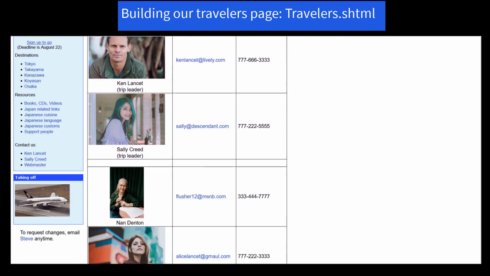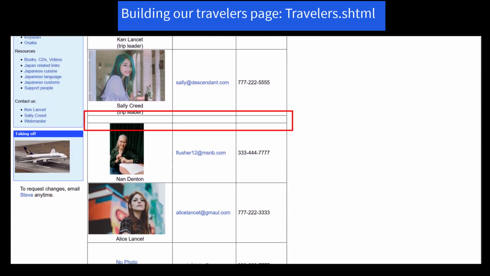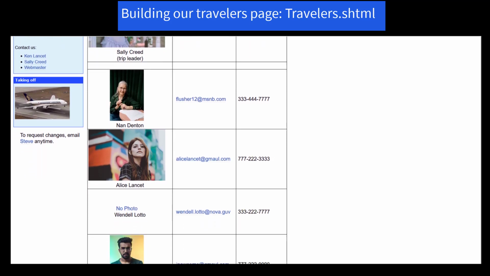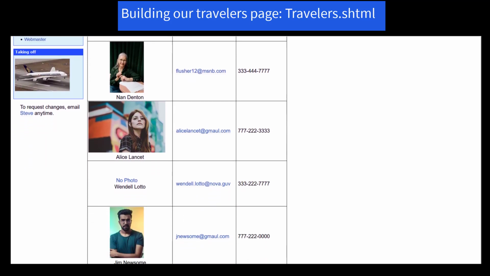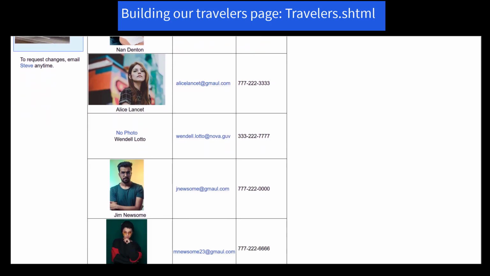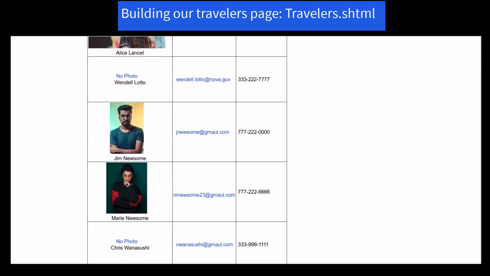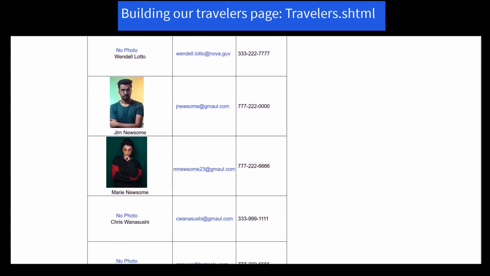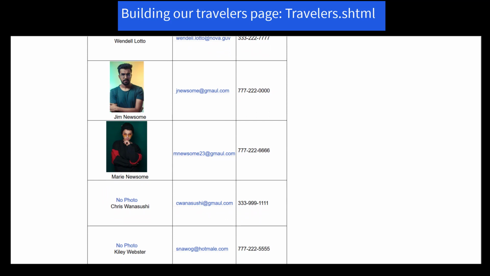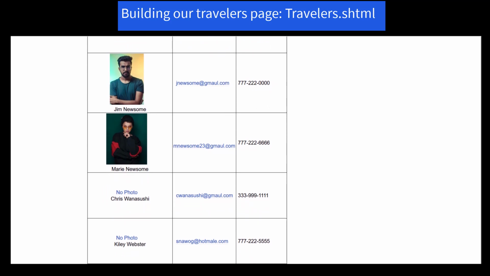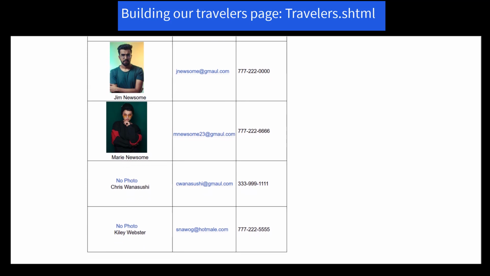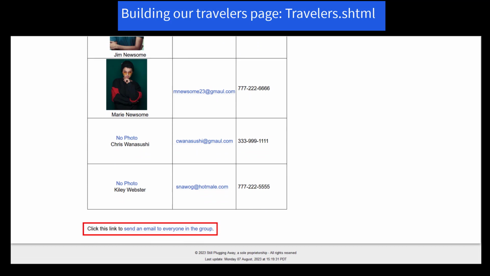Notice there is a blank row between the trip leader's entries and the other travelers. The non-trip leader travelers are listed in alphabetical order by last name, and within that first name. Each picture is a link to the corresponding traveler's personal page. Each email address is a link that will bring up the user's email client if it is clicked. If no picture is supplied, the text "no photo" is the link. And then after the table is a link that allows you to set up an email to all the travelers.